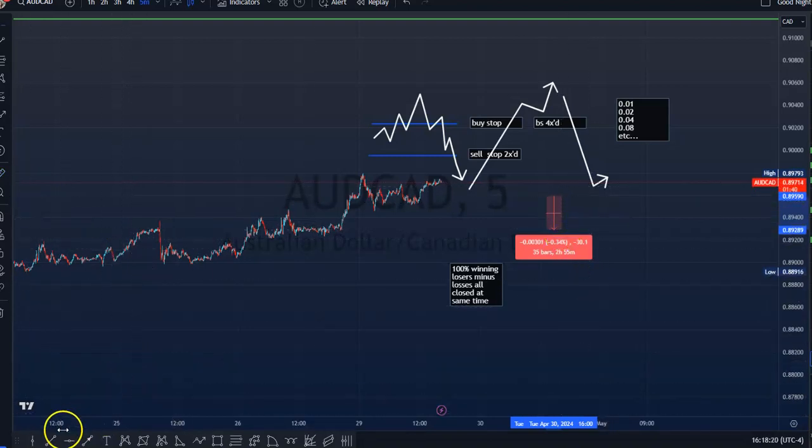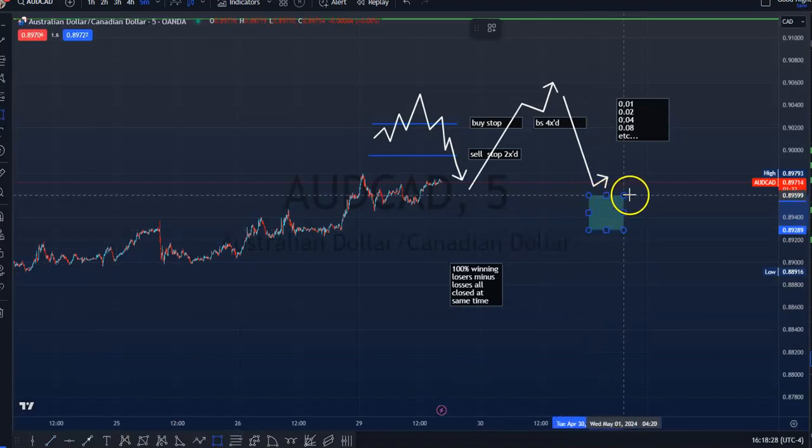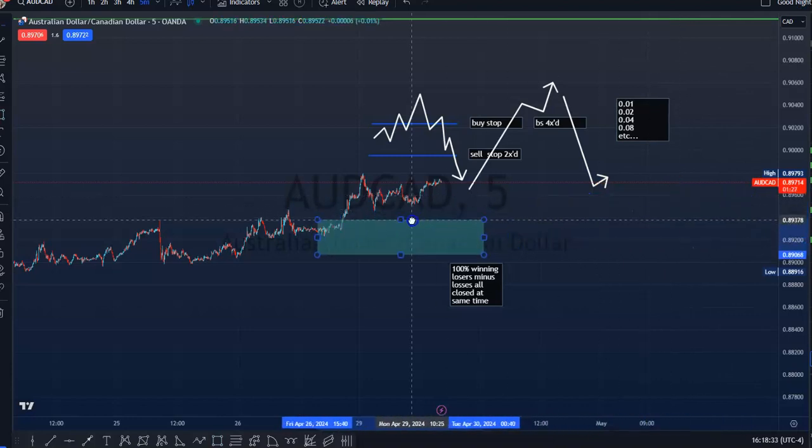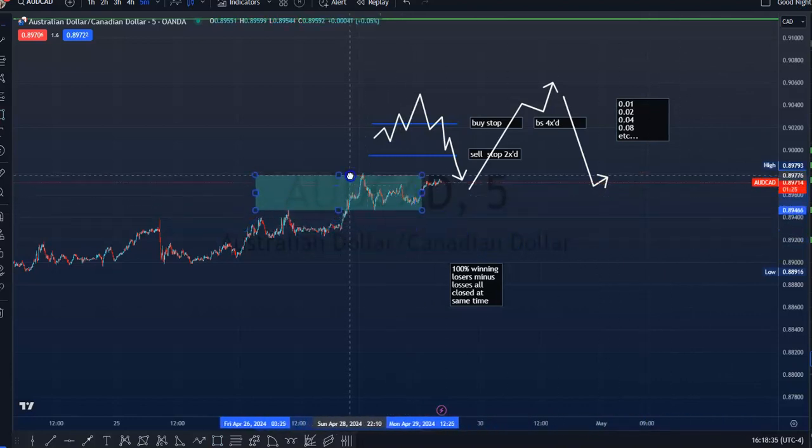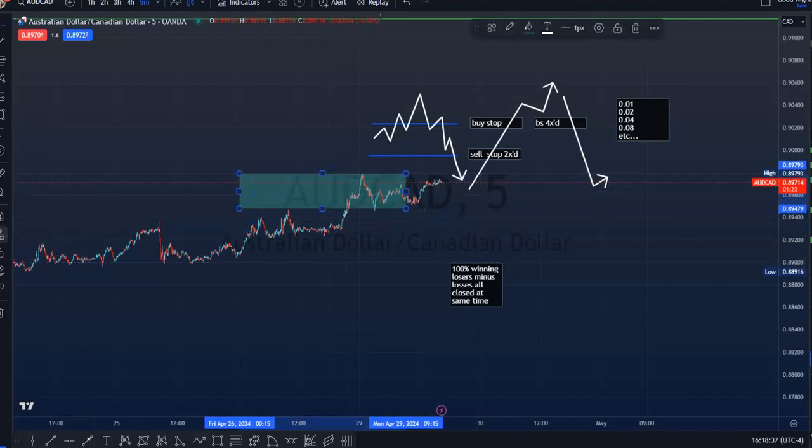It's gonna be 30 pips. Wait, I should use this. Let's say like 30 pips, right? And it typically takes about, well, I'll tell you the time after I tell you the whole section. 30 pips.